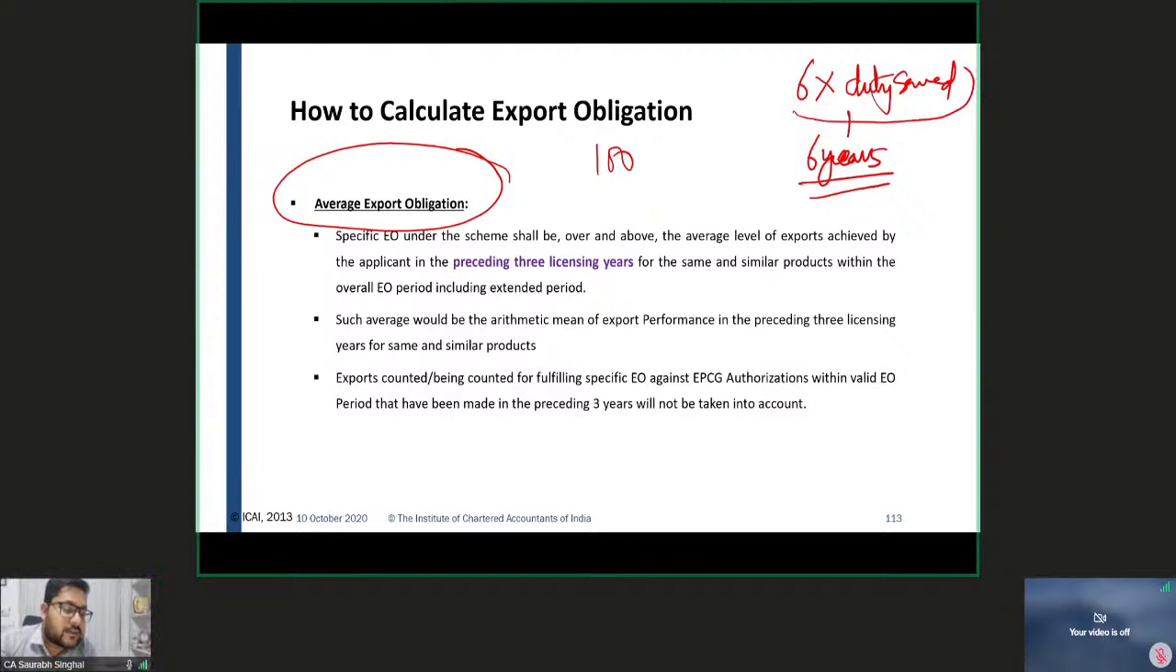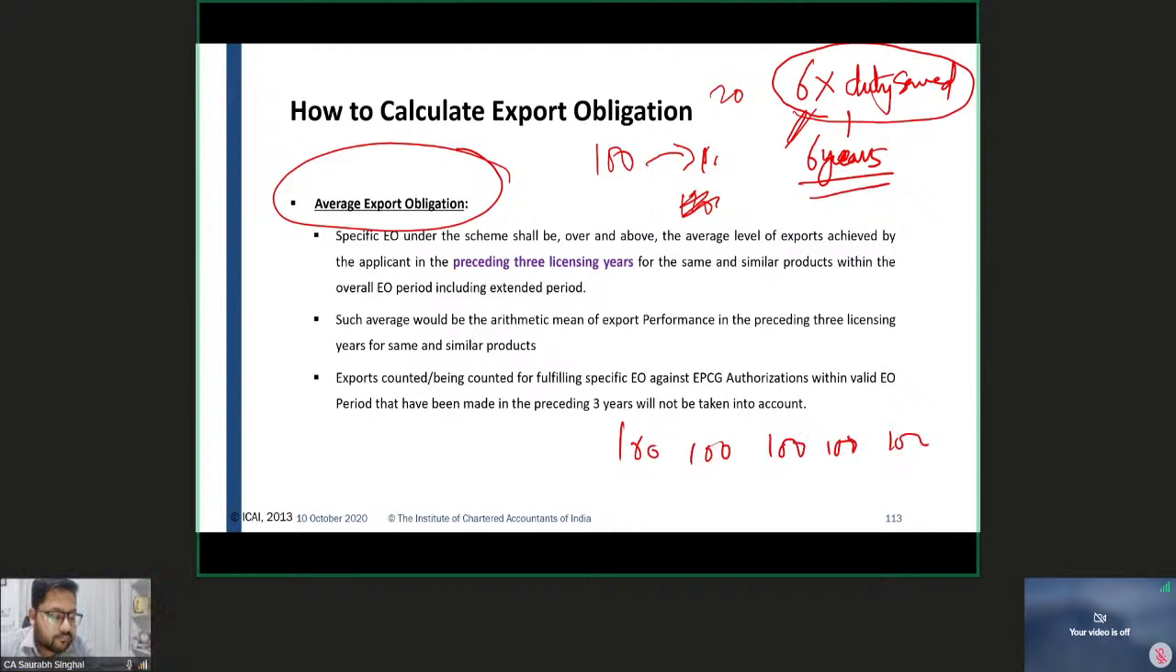So when you are calculating this 6 times of duty saved, only those goods will be taken into consideration which are over and above 100 units. So you have to maintain that average of the preceding 3 years throughout the 6 years and achieve specific EO. Achieve additional EO. Suppose additional EO is 20 units more. So you have to achieve 100 each year for the next 6 years, and 20 additional in total in the next 6 years. That is the combination. You have to achieve average plus specific EO, both.